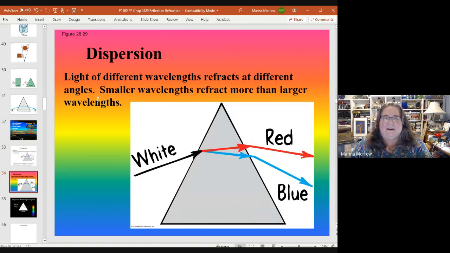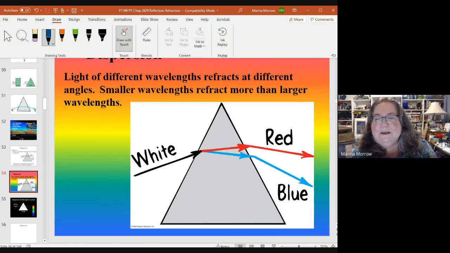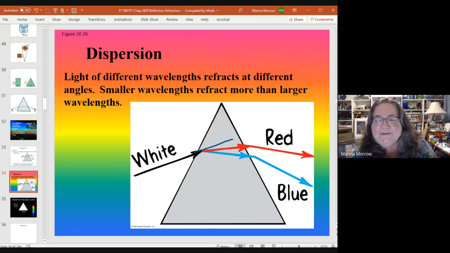So you'll see your color spectrum, and the idea is that each color takes a slightly different path depending on its wavelength and frequency. Now, smaller wavelengths refract more than larger wavelengths. So in this case, the direction the light originally was going was like this, but it refracted. But you can see the red refracted a small angle, the blue refracted out of its path a much larger angle. So smaller wavelengths refract more than larger wavelengths.